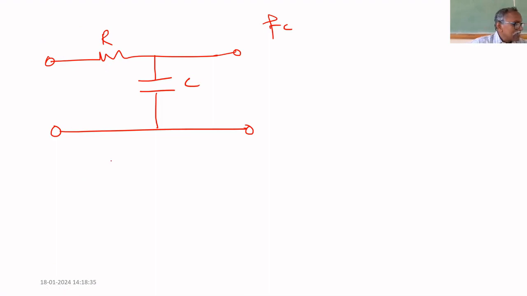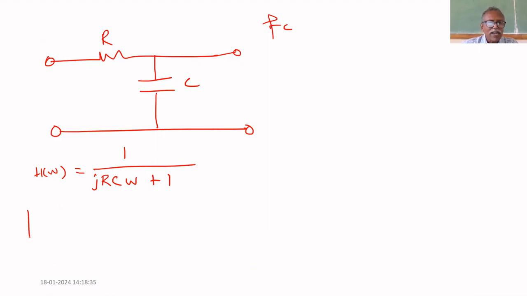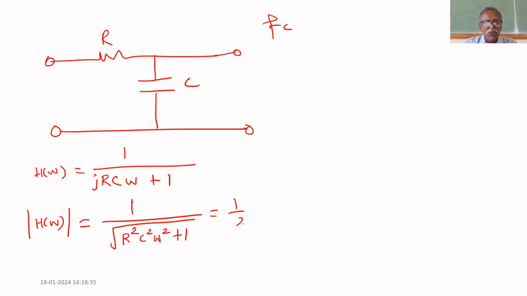So now let us find how to design a low pass filter. We know that H of omega equals 1 by (j R C omega plus 1). We have to equate this to 1 by 2. What is the magnitude of H of omega? 1 by square root of R square C square omega square plus 1. Let us equate to 1 by 2. We have to find omega for 1 by 2. Sorry, the magnitude is 1 by root 2.